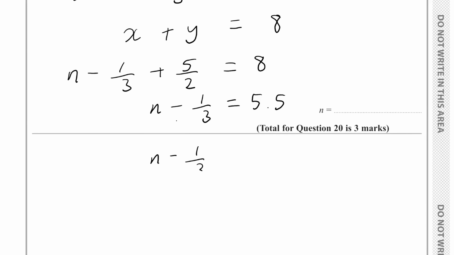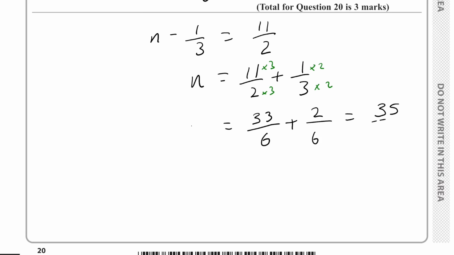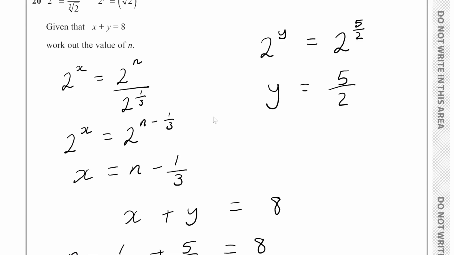So I'm going to change 5.5 to 11/2. I could do it as decimals. 5.5 plus 0.3 recurring is going to be 5.83 recurring. But I prefer to have a fraction answer. So I've got 11/2 plus a third. So times 3, times 2, 33/6 plus 2/6 is 35/6. So 35/6 is my answer.